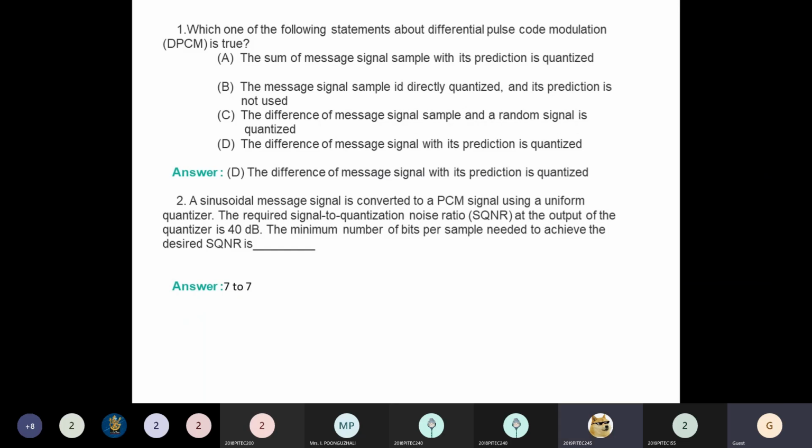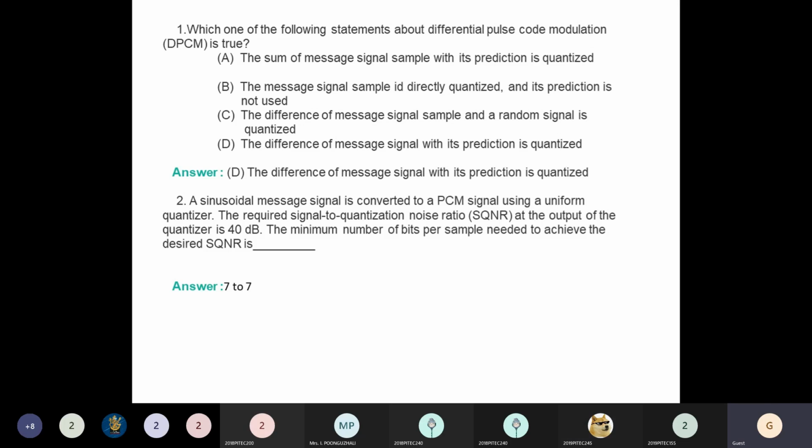So which option will be the answer? The first one is the sum of message signal sample with its prediction is quantized. Look at the first thing, DPCM, in the sense differential pulse code modulation. The first option is the sum of message signal sample, so obviously the first option would not come. So by using these techniques, we can identify the answers easily. The second thing is the message signal sample is directly quantized and its prediction is not used. We can use only the message signal, we don't use a prediction.